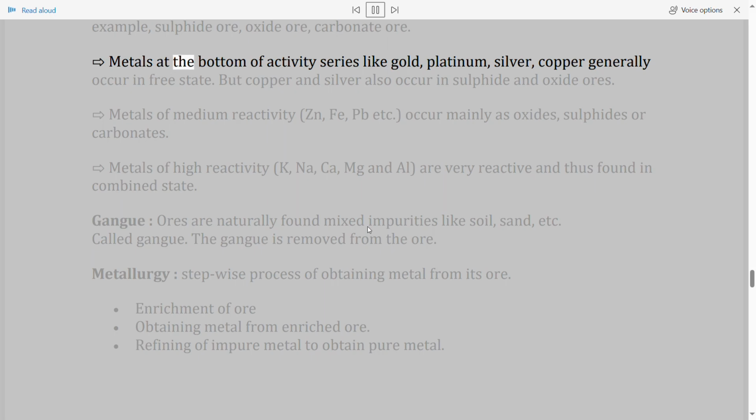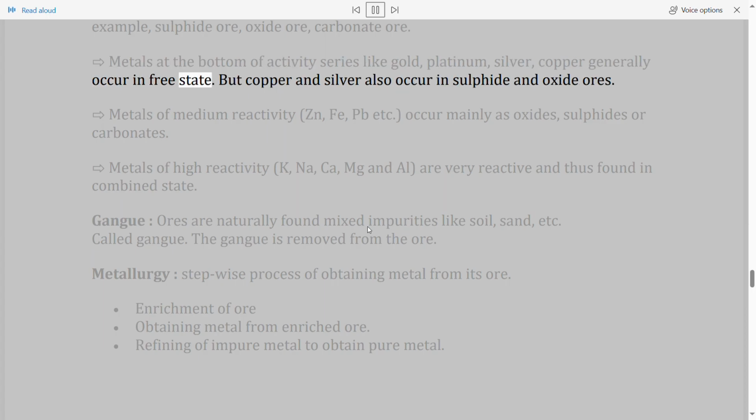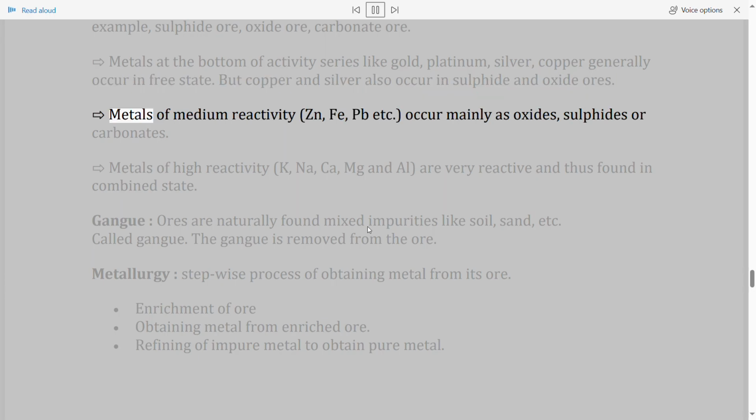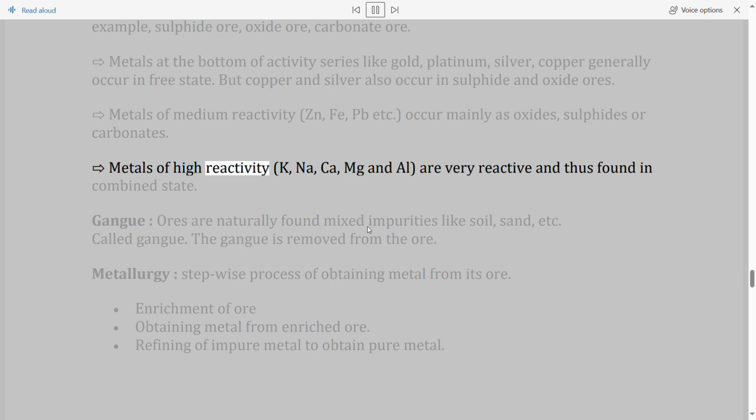Metals at the bottom of the activity series like gold, platinum, silver, copper generally occur in the free state. But copper and silver also occur in sulfide and oxide ores. Metals of medium reactivity, Zn, Fe, Pb etc. occur mainly as oxides, sulfides or carbonates. Metals of high reactivity, K, Na, Ca, Mg and Al, are very reactive and thus found in the combined state.